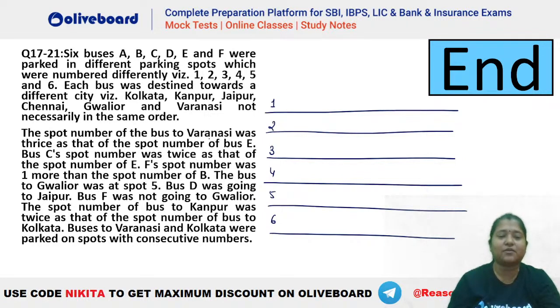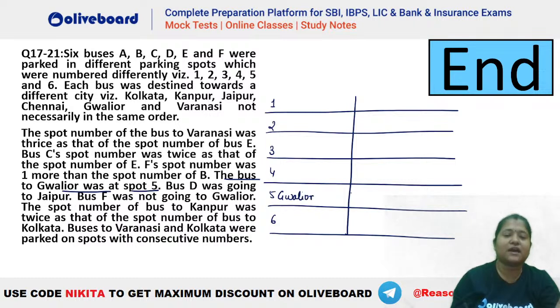So the spot number of Varanasi is thrice that of spot number of bus E. C's spot number is twice that of E here. So you can see there has to be something which is thrice of E and something which is twice of E, right? Also, this is given here, one fixed piece of information, that the bus to Gwalior was at spot number 5. So this is fixed information here that Gwalior has to be this one. So let's try out what are the possibilities for Varanasi, E and C.